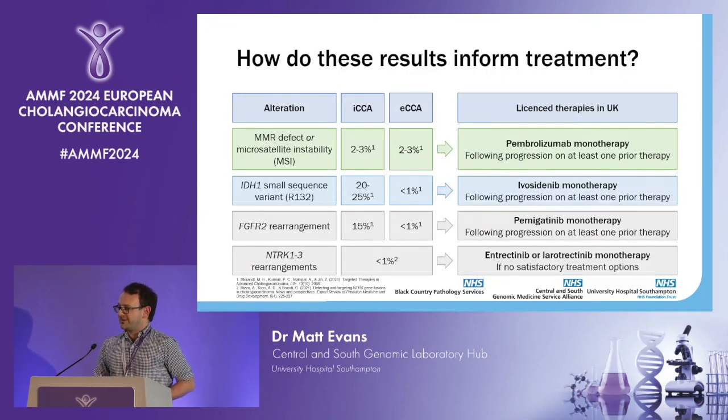And I'm not going to go into this in any great detail because I'm sure you're going to hear about that in a moment from John Bridgewater. But what I've listed here are the targets which are currently actionable in cholangiocarcinoma in routine practice. I've already mentioned MMR immunohistochemistry and MSI testing and how they can be used to inform immunotherapy prescription. And then in addition, there is treatment available for IDH1 small variants of particular types, FGFR2 rearrangements, and NTRK rearrangements.